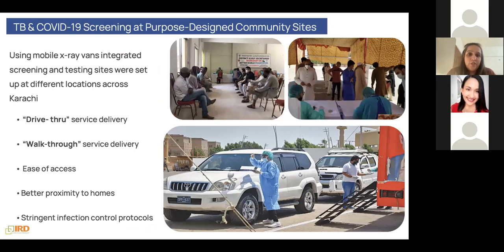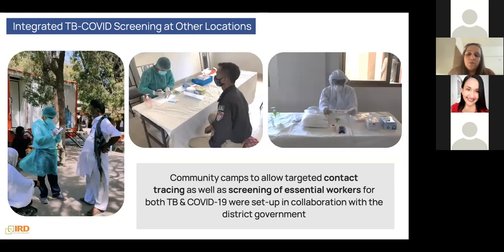In other settings, we used our mobile X-ray vans and designed purpose-built community sites to conduct integrated screening and testing across different locations. These sites were in the form of drive-through service delivery for COVID-19 and TB screening and testing. There was also a walkthrough site where individuals could come in and get a dual screening. These camps and fixed sites were developed across the city to provide access to people near their homes and also allow stringent infection control protocols to be met, which was really important at that time. We also worked with the district governments to set up community camps to allow targeted screening and testing of contacts, as well as screening of essential health workers for both TB and COVID across the city.